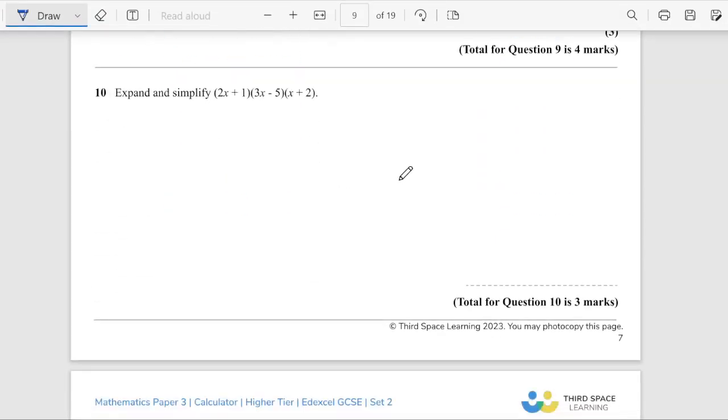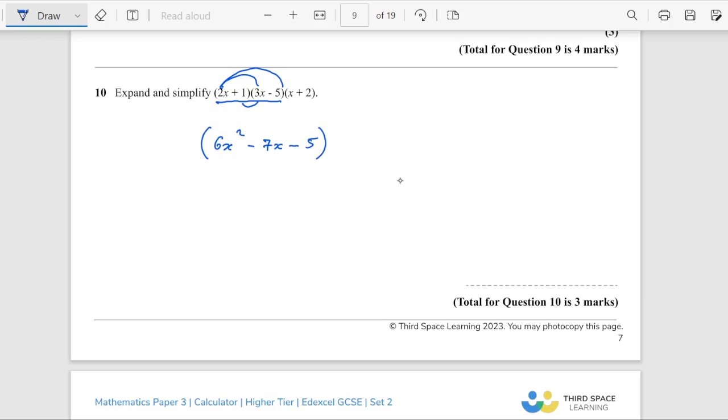Okay, question 10, expand and simplify. So we've got our triple brackets. Expanding triple brackets, I will always tend to expand my first two brackets first of all. So 2x times 3x would give me 6x squared. Then I'm going to have minus 10x plus 3x, which is going to be minus 7x, and then my number part is going to be 5 times minus 5, which is going to give me minus 25.